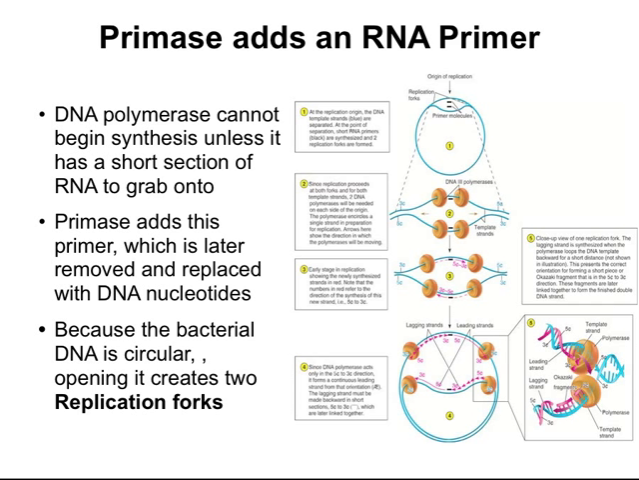Because the bacterial DNA is circular, opening it creates 2 replication forks. So here we can see the origin of replication. That's simply where helicase binds and opens up the 2 DNA strands. As those 2 strands are opened, we can see that there are 2 forks. These are our 2 replication forks. Before we can begin replication, we need to have a primer molecule laid down in order for DNA polymerase to grab on and be able to synthesize the new strand.